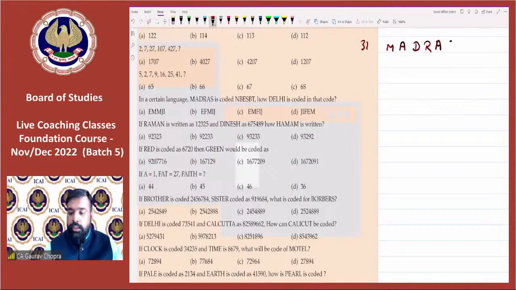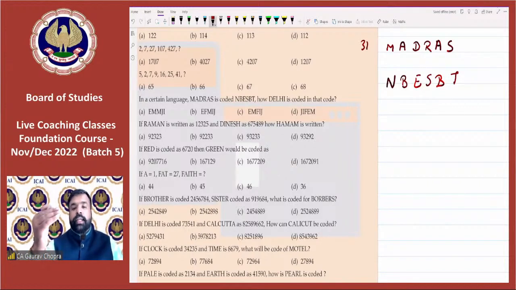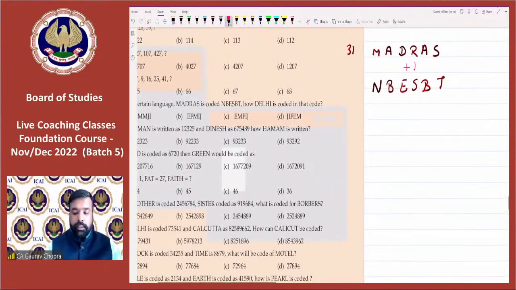So Madras is coded as N-B-E-S-B-T. Now we can see what is the logic. M to N, it is plus 1, A to B plus 1, D to E, R to S, A to B and again S to T. So all of them is having plus 1, plus 1. Similarly, we can add plus 1 in Delhi and get the result.